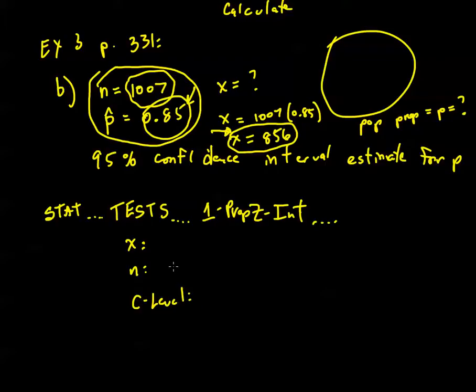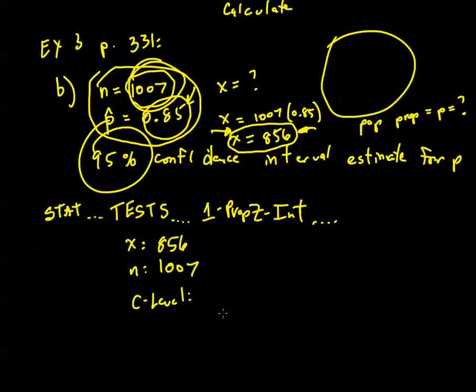You're asked to input a raw count for the number in the sample that recognized Twitter, and of course that's 856. For our sample size, that's explicitly given to us as 1,007. And for our confidence level, we are asked to create a 95% confidence interval, so I'll put in 0.95. When I've input all those values, I'll select Calculate and enter, and I should get the following output.